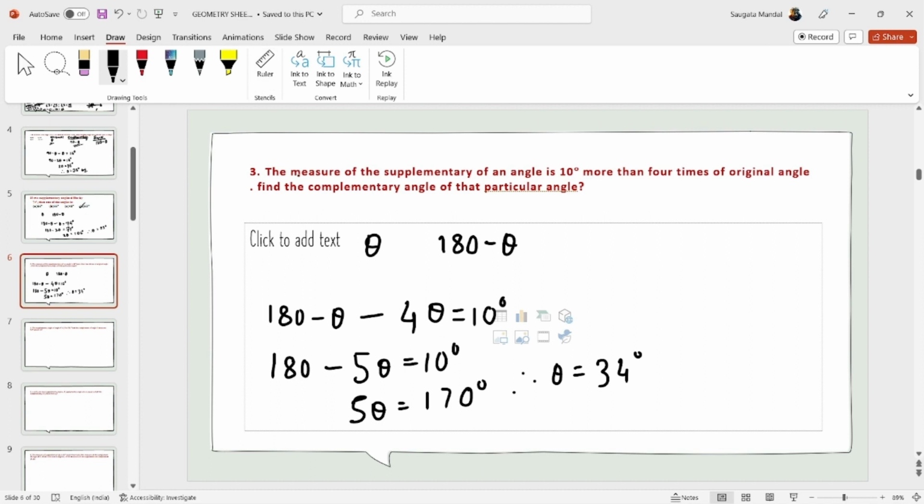And then what is said in the question? Find the complementary angle of that particular angle. This is the original angle, and what is the complementary angle of this? 90 degree minus theta. Here the value of theta is equal to 34 degree. That means the complementary angle of this particular angle is 56 degree. This is the answer of this question.